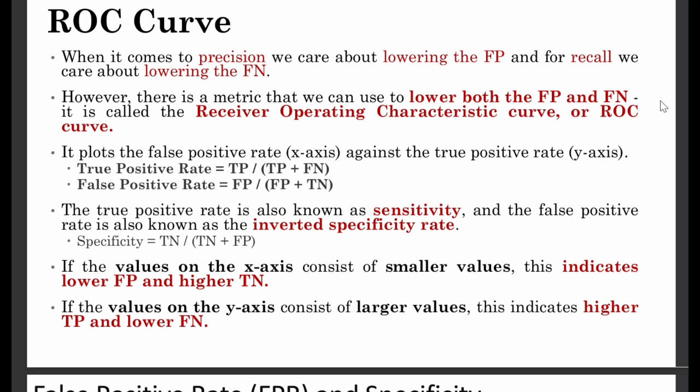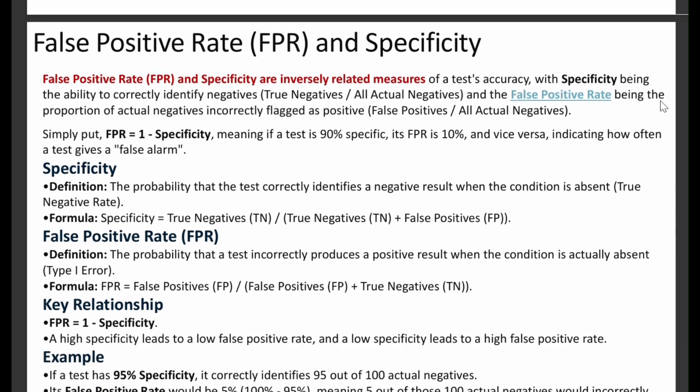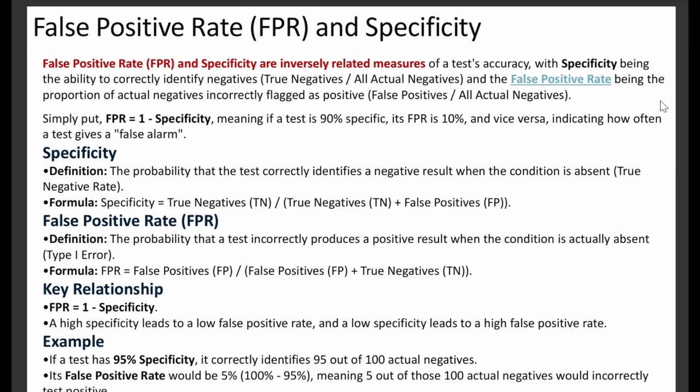If values on the x-axis, FPR, are small, it means low false positives and high true negatives. Here we can see that if values on the y-axis, TPR, are large, it means high true positives and low false negatives. The ideal point is the top left corner of the ROC plot. FPR is equal to 0, TPR is equal to 1. Perfect discrimination.